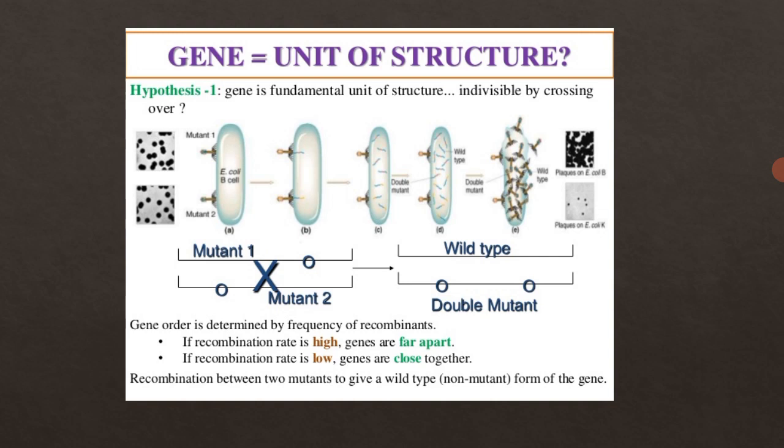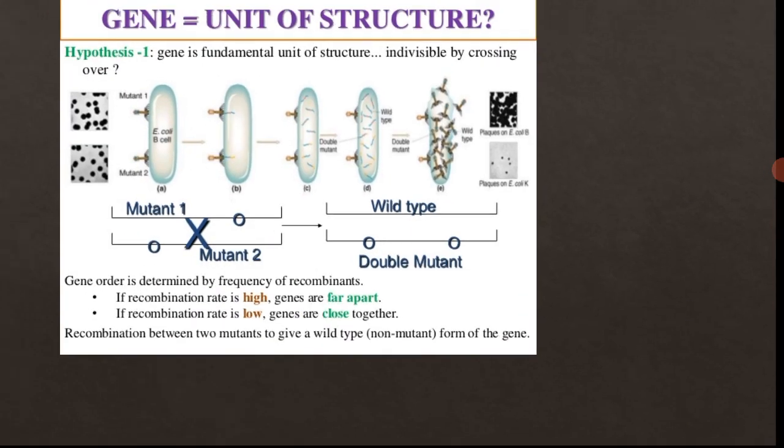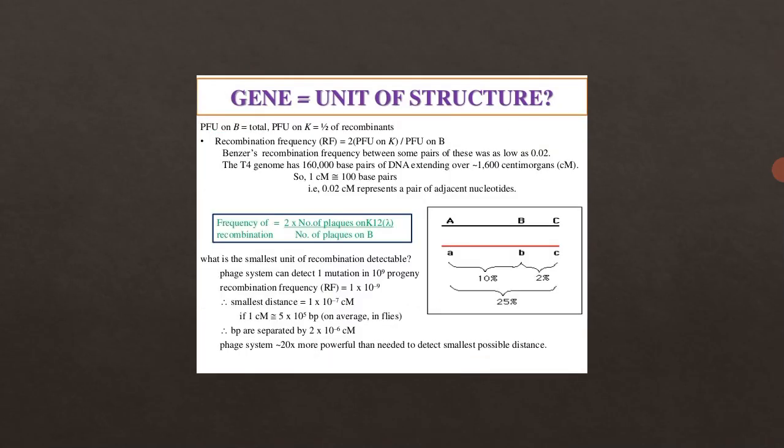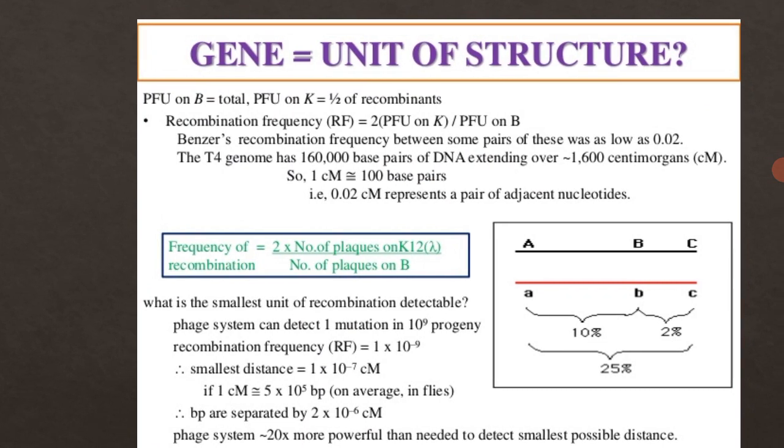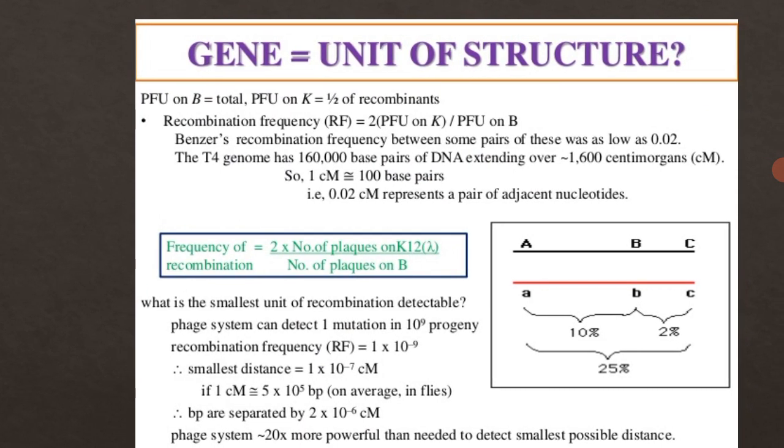Then recombination between two mutants to give a wild type form of the gene, that we just studied in the earlier slides. If we recombine two mutants, it can give us wild type, okay. Now after this, he calculated the, okay, so along with the recombination frequency, we can also calculate the PFU. What is the PFU? It is the plaque forming units.